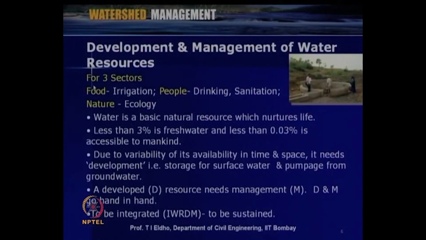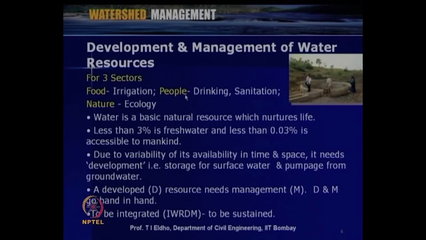Now, if you consider the development and management of water resources, we have to look at the developmental and management issues as far as three sectors are concerned. First one is food production. Within the perspective of water, we are looking for the availability of water for irrigation, since compared to rain-fed agriculture, irrigation improves the production, in many cases more than 50% or even 100% extra production is possible. So, one important sector is food production, and as far as water is concerned, we will be looking for irrigation.